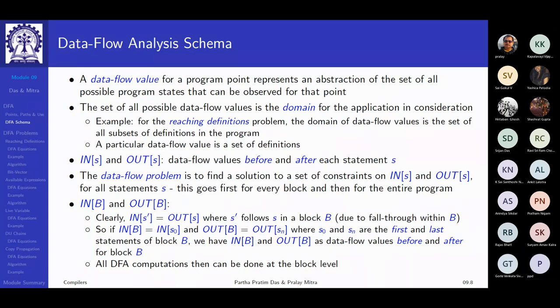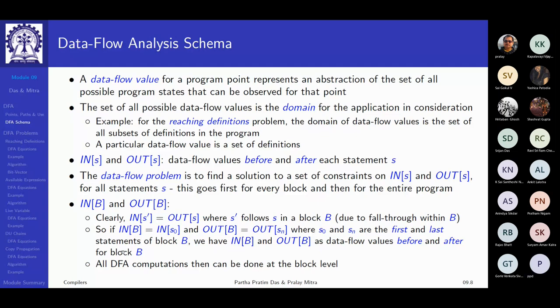Now, extending this notion of in[S] and out[S] for every statement, we define in[B] and out[B] for a block. So clearly, if a statement S' follows S in a block B, then we will have in[S'] equal to out[S], because there is fall through. So whatever comes out of a statement certainly is what goes in necessarily in the next statement. So this is what will happen in the fall through within B.